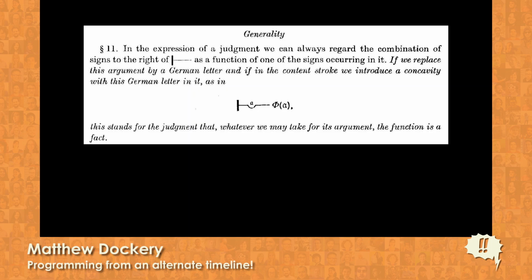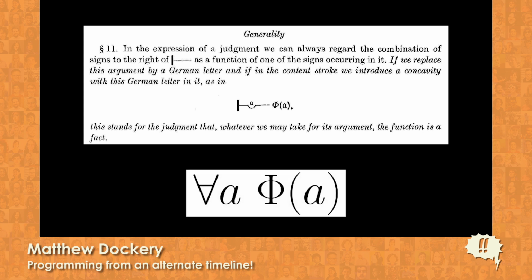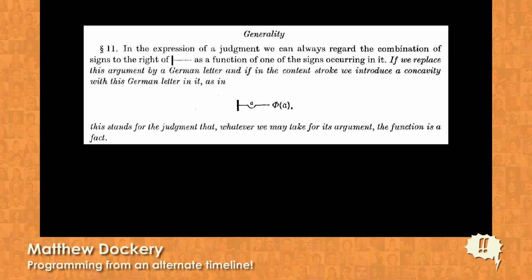In Frege's words, this stands for the judgment that, whatever we may take for its argument, the function is a fact. This works exactly like the universal quantifier or turned A notation of predicate calculus. They're both nothing more than a formal way to write Aristotle's all men are mortal. There isn't, as you might be expecting, an existential quantifier, such as the backward E of predicate calculus. This isn't strictly needed, as it can be phrased in terms Frege has already defined.